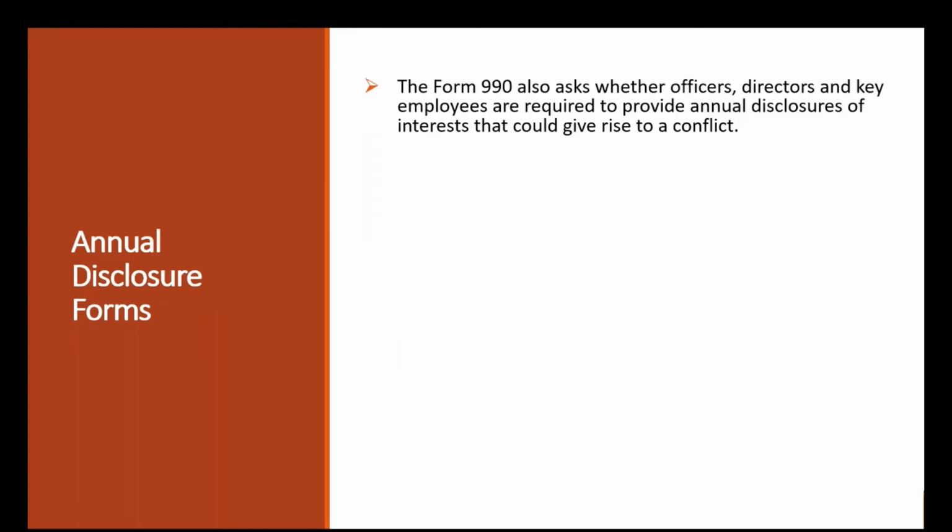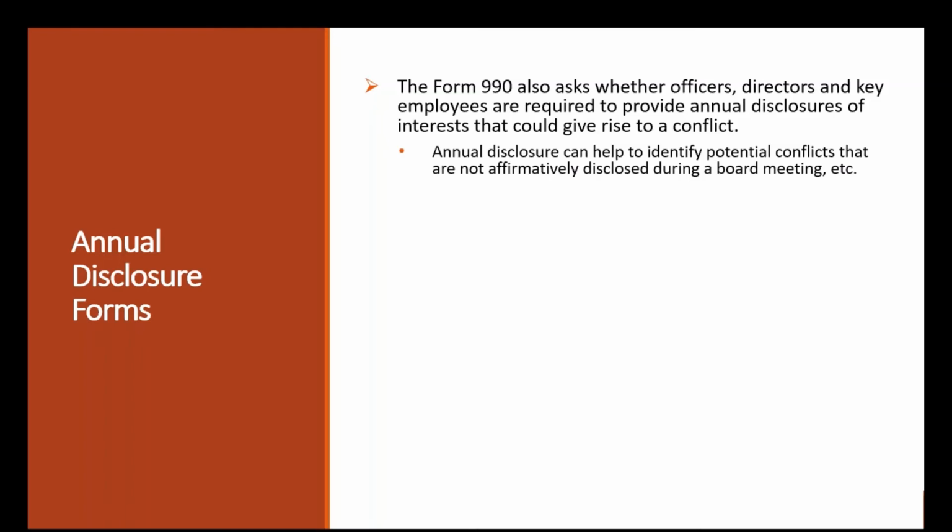Something else you might have heard about, and another best practice that we recommend, is to have annual conflict of interest disclosure forms. The Form 990 asks whether officers, directors, and key employees are required to provide annual disclosures of interest that could potentially give rise to a conflict. So when we're talking about disclosure, we're kind of in a reactive position. We're looking at something that's actually happening, and we're raising our hand and saying, hey, I have a potential conflict here. With annual disclosures, we're looking prospectively.